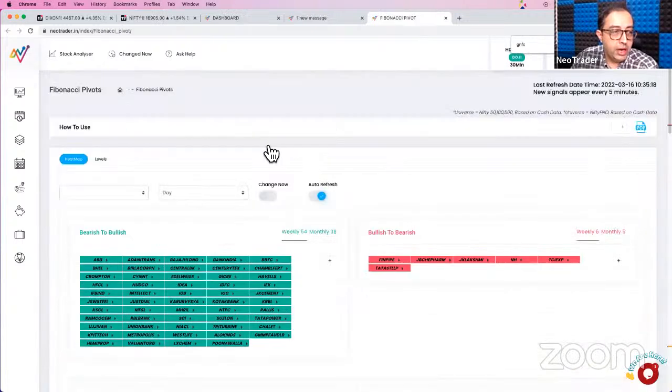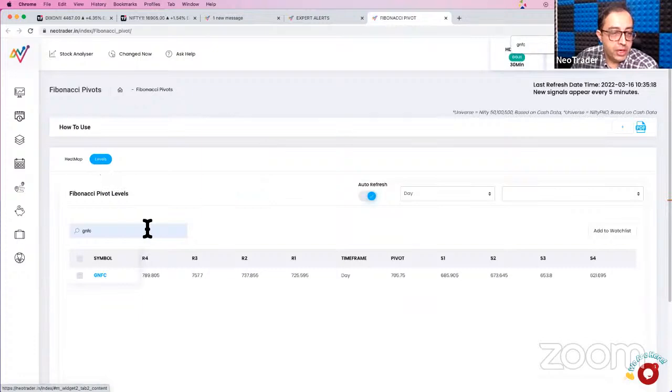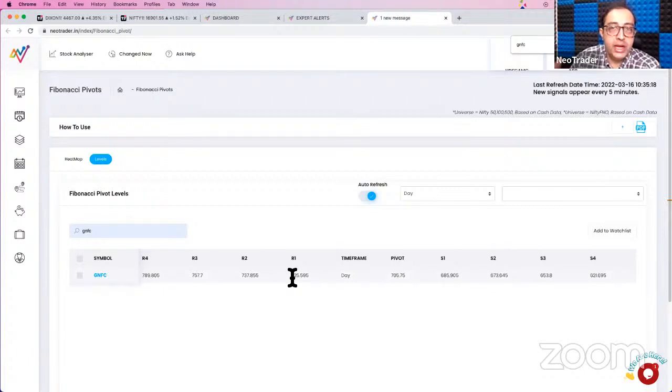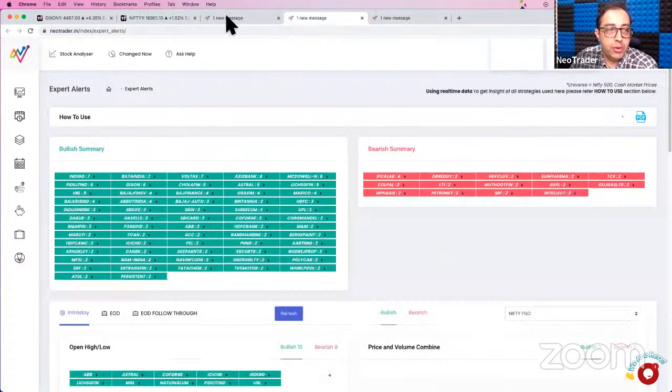Now you want to know the R1 levels. You can go here, R1 is 725. So the moment it crosses 725, you can place a trade. These are the kind of techniques which you can use, and you can do it faster when such kind of assistance is provided to you.